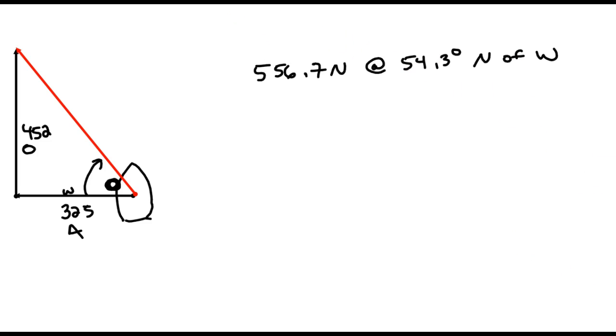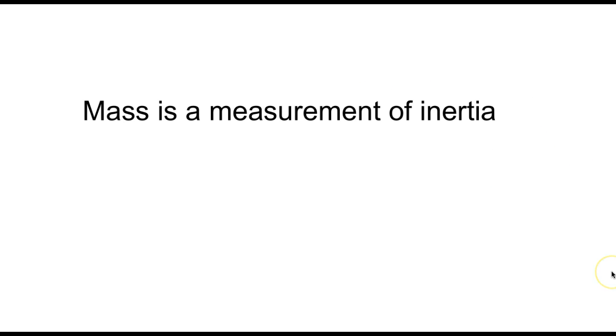Let's continue on and finish the rest of the presentation. So mass is a measurement of inertia. The more mass you have, the more the object wants to maintain its state of motion. So imagine a very large football player standing on ice. There's not a whole lot of friction to push him around, but he's still going to resist you pushing him.